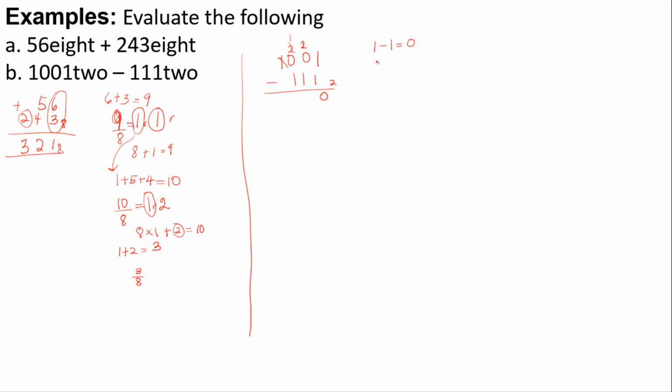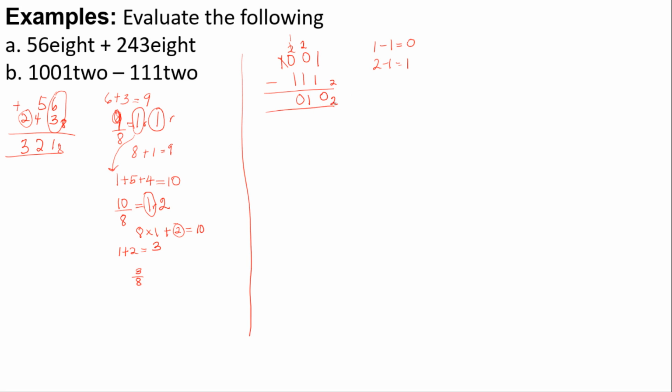2 minus 2 will be 0. This is another way of doing it. 2 minus 1 will give me what? 1. Then basically I have 0 here. Therefore, my answer here should be 10 in base what? Should be 10 in base 2.